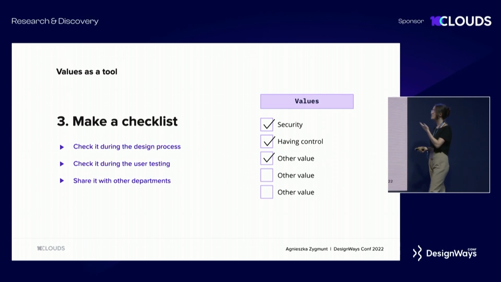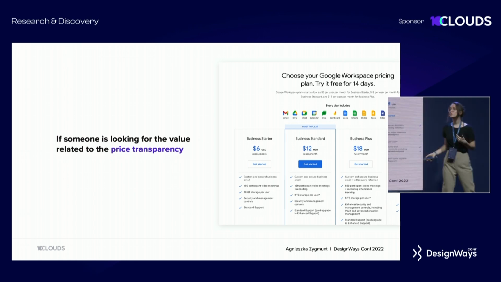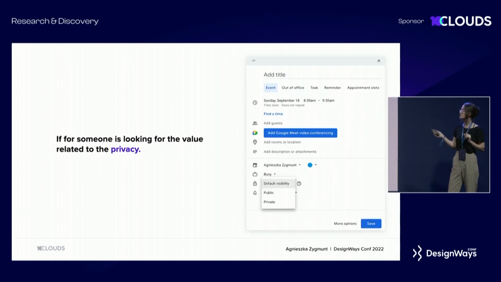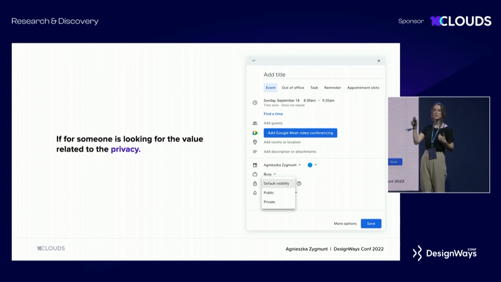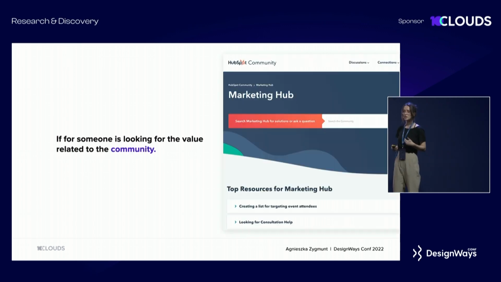But as you can see, if you are looking for the value related to price transparency, when you're in the middle of designing some specific view, you can just check if you have this. If you are looking for the value related to privacy, you can also just check, okay, do I have this in the communication, or maybe I need to add a small feature that makes something private only for me.